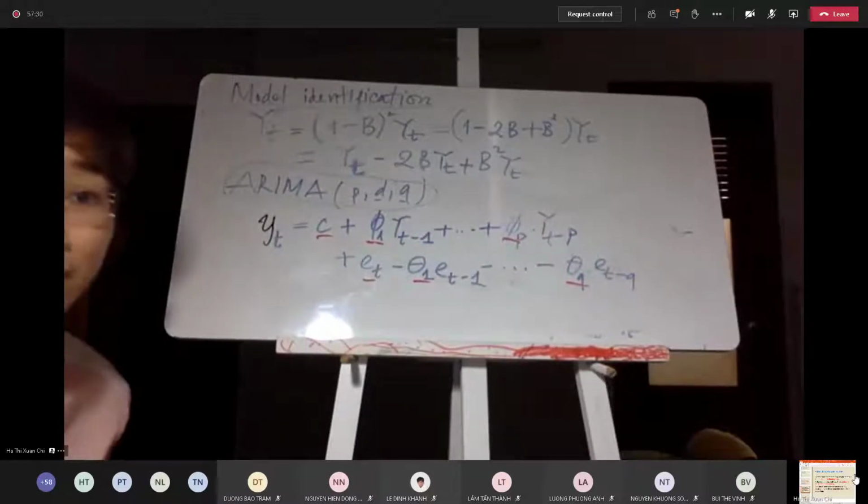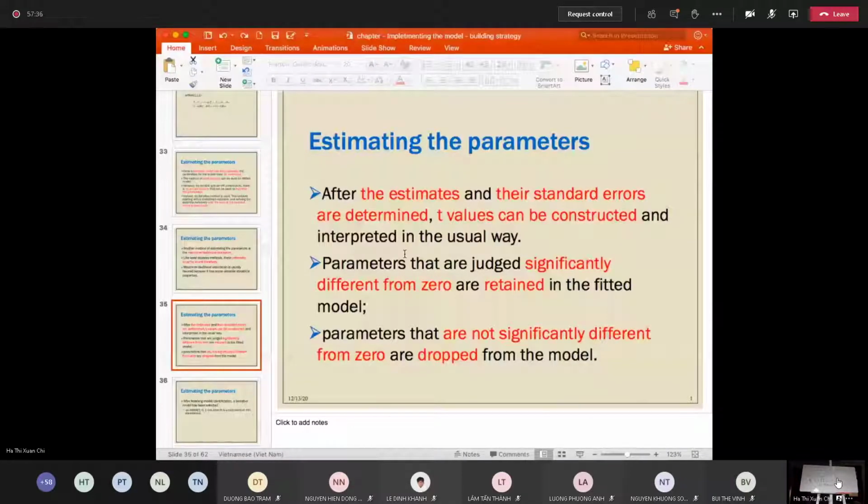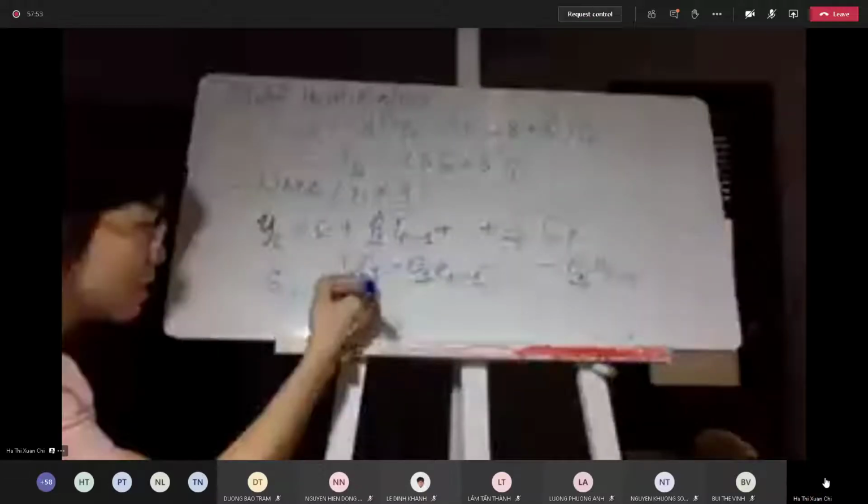So let me give you an example. When you estimate the parameters here, what should we consider? We should consider the standard error. We should consider the S. We should consider the T value.